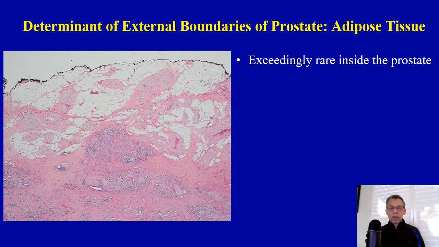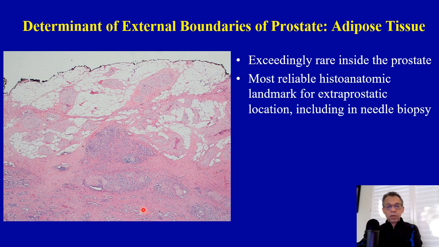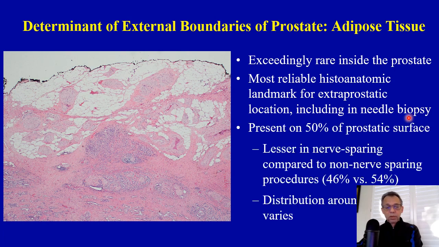Another very important determinant of the external boundary is adipose tissue. It is exceedingly rare inside the prostate. So here is a nice example where you can see that there is a pretty prominent fat which is sitting in the extraprostatic tissue. This type of fat is typically not encountered inside the prostate. So fat is the most reliable histoanatomic landmark for extraprostatic location, including in needle biopsy specimens. So if you see tumor within the fat cells in a needle biopsy, you can confidently call an extraprostatic extension.